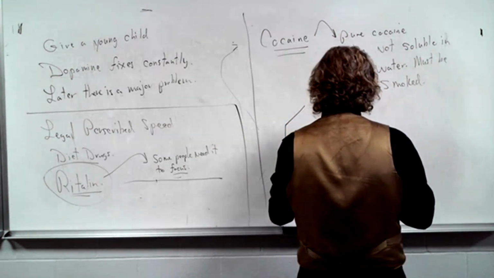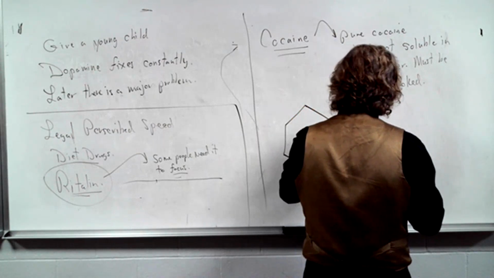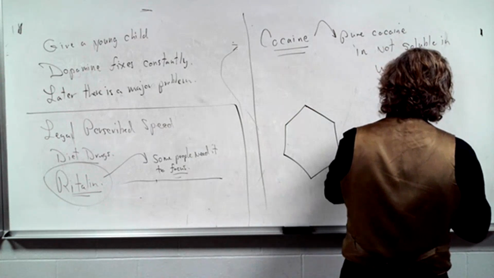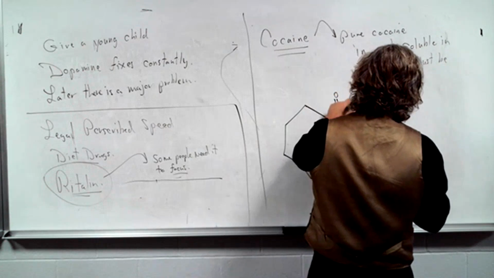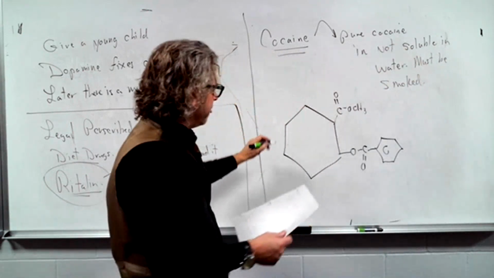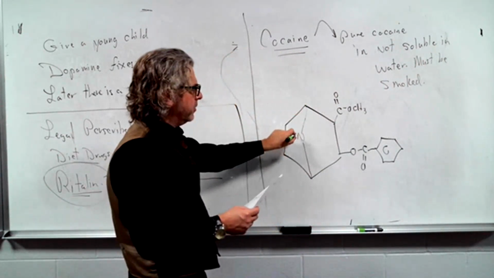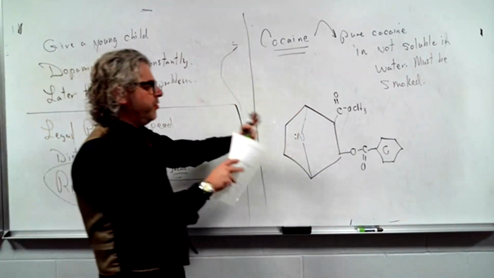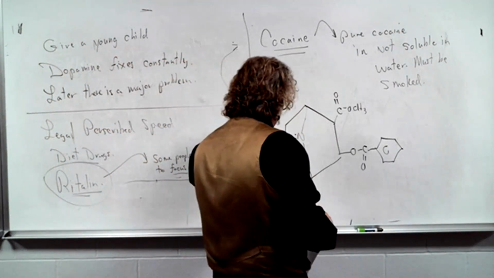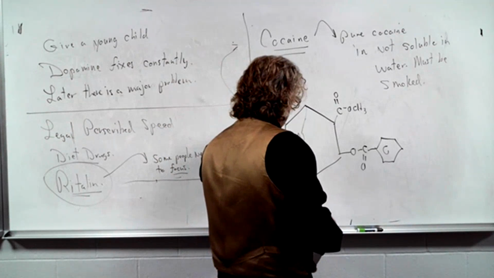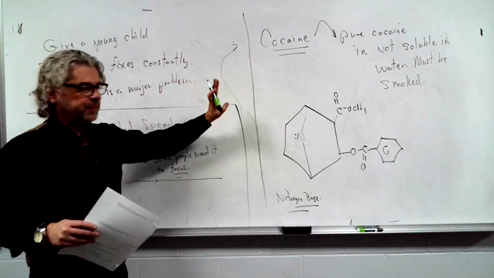Something like this. O, C double bond O, benzene ring. So let's just put this much of it up. I might have this one corner wrong, but C double bond O, OCH3, not the important part. So between here and here, there's a nitrogen. It has a lone pair of electrons. I might have messed this corner up, but this is a nitrogen base. This would be the type you'd have to smoke.